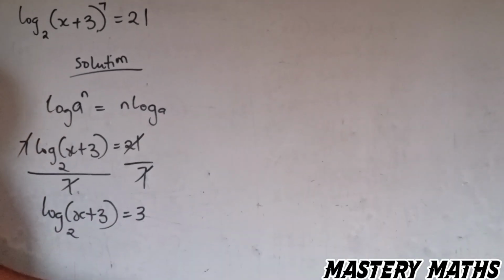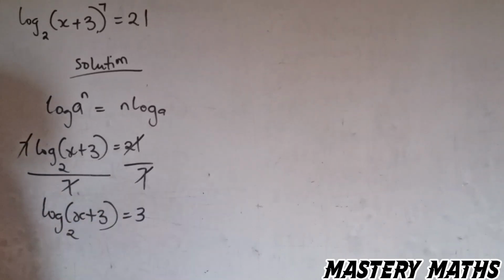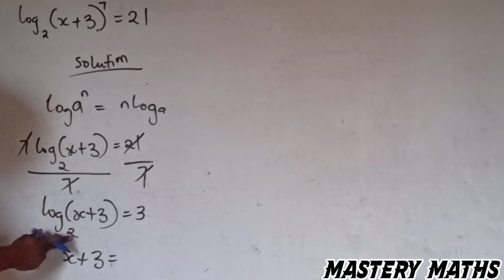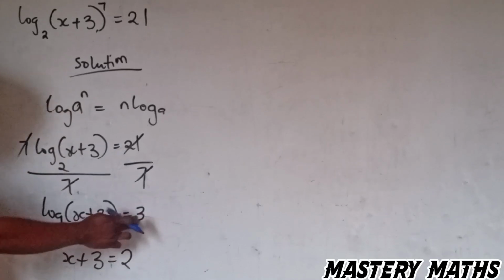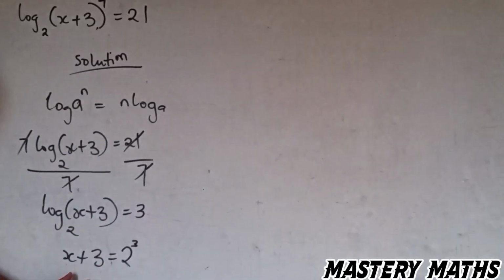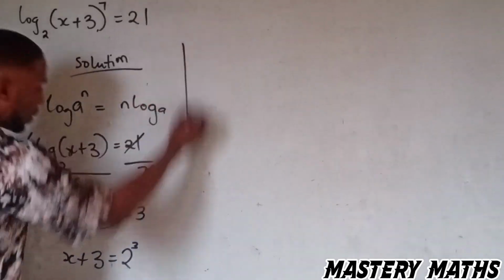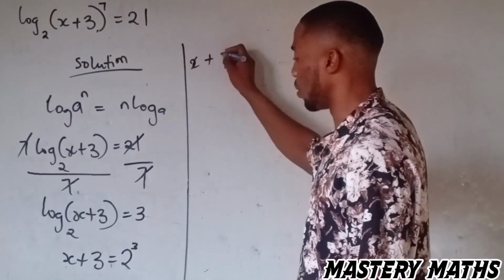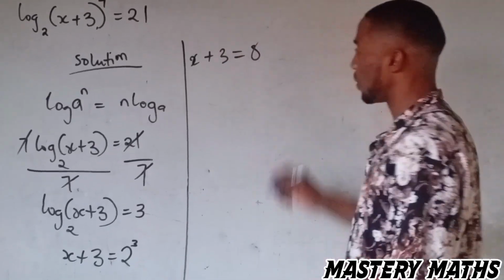We'll change this logarithm now to an ordinary number. In order to change it to an ordinary number, it will be x + 3 equal to, you see this base you're seeing here, the base goes to this side to become a whole number. Now the 3 becomes a power. We've changed to an ordinary number now. So after this, the next one here will be x + 3 = 2³, which is 8.